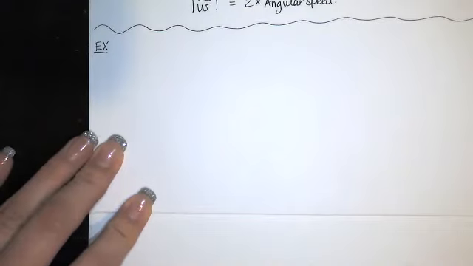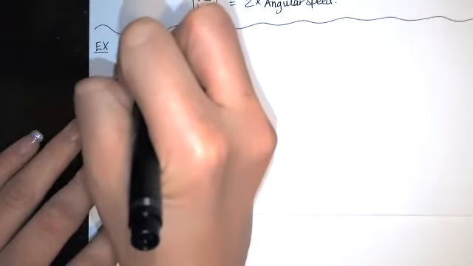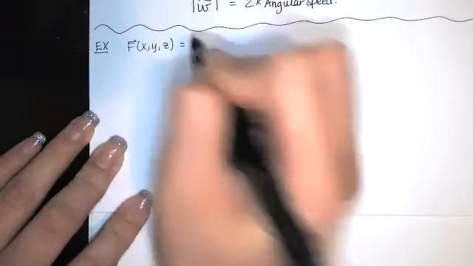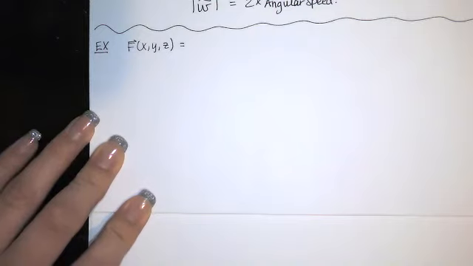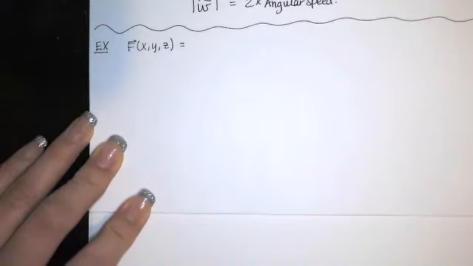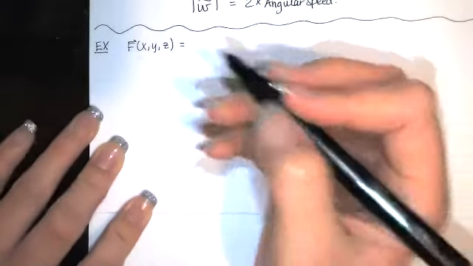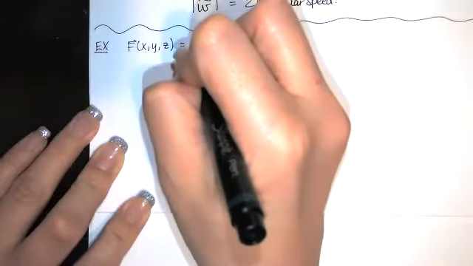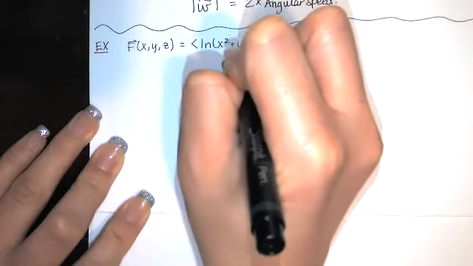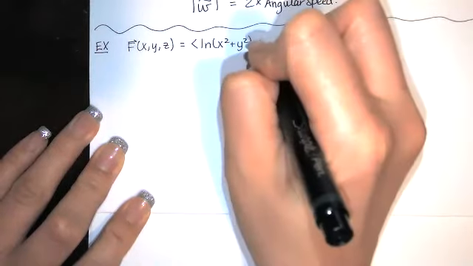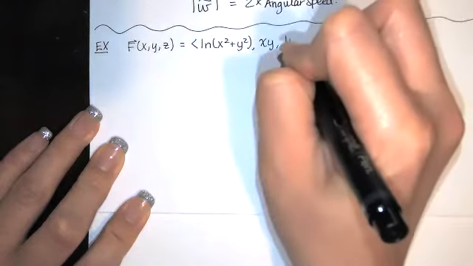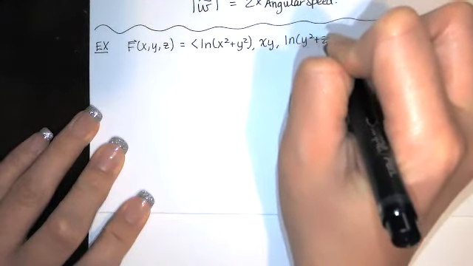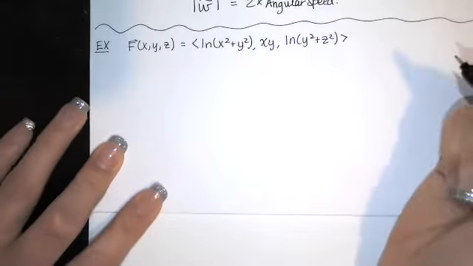Okay, so we're going to find the curl and divergence of some fields. So here's a field. Let's say our field is natural log of x squared plus y squared times i hat, xy times j hat, and natural log of y squared plus z squared times k hat. And we're asked to find the divergence of this field.